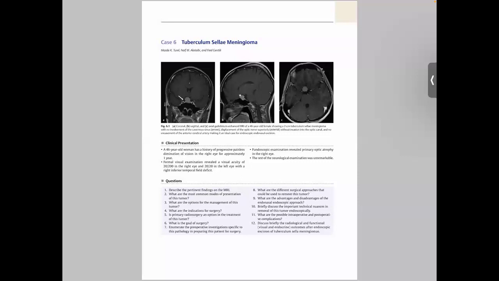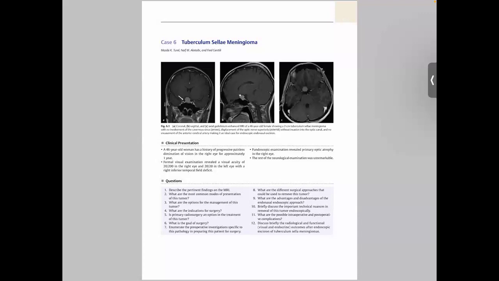Okay, so the question says the 46-year-old woman has a history of progressive painless diminution of vision in the right eye for approximately 1 year. Formal visual examination revealed a visual acuity of 20/200 in the right eye and 20/20 in the left eye, with a right inferior temporal field deficit. And fundoscopic examination revealed primary optic atrophy in the right eye. The rest of the neurological examination was unremarkable.